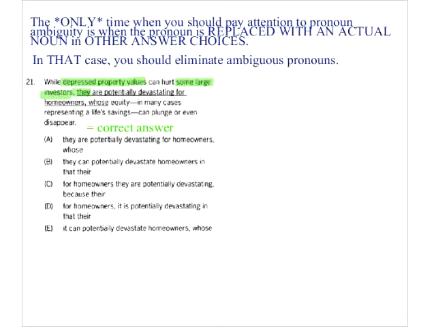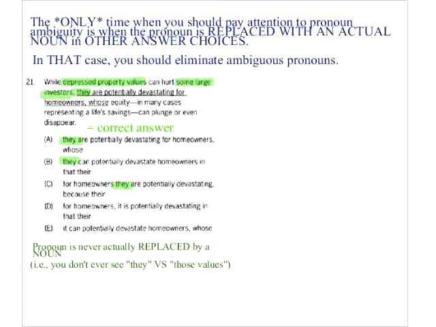Notice that we don't care because there's no replacement. This pronoun is never actually replaced by a noun. In other words, you don't ever see they versus those values. So therefore, ignore the ambiguity. It's fine.